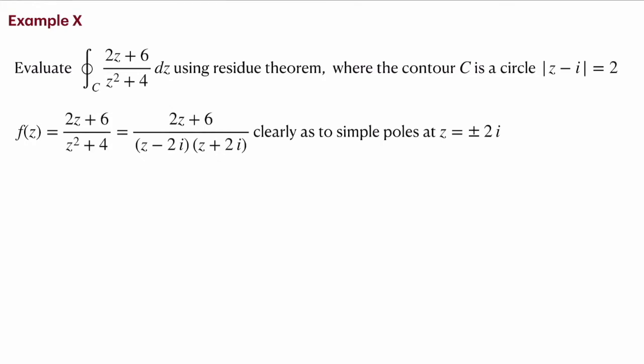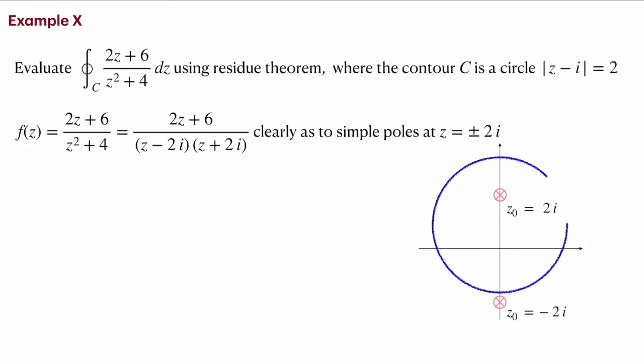We can write f(z) as (2z+6)/((z−2i)(z+2i)). It is clear that it has two simple poles at z = ±2i. So we have to evaluate the integral around this. Geometrically, let's look at both the contour as well as the singularities. We have two singularities at z = ±2i.